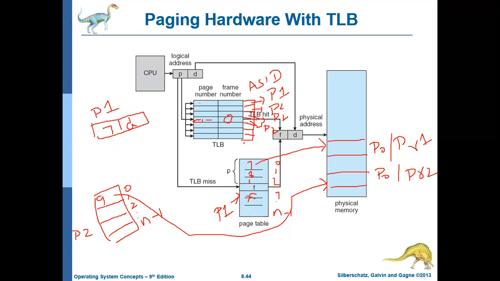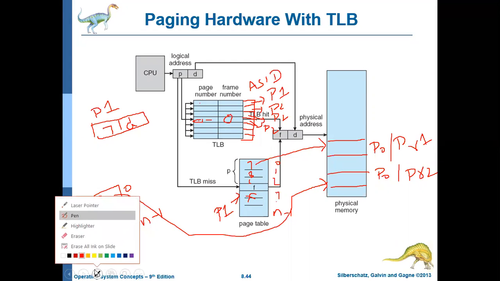So what is the benefit of ASID? With ASID, multiple processes can be accessed using a single TLB. Otherwise, whenever the CPU context switched, the entire TLB would have to be flushed out and newly updated for the new process. Okay, so this is about ASID.